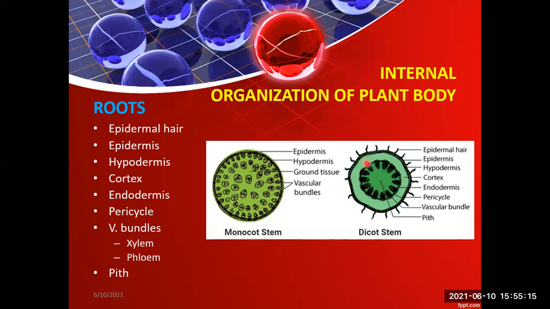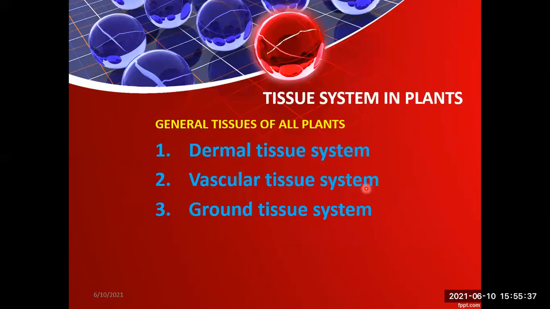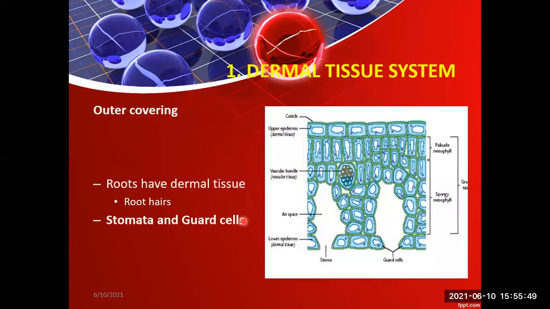Around the vascular bundles, there is a thin layer that is meant for the conduction of water, as well as a thin layer on one side that is meant for increasing the girth of the stems. There are three types of tissues that we have discussed previously in the internal organization of the plant system: the dermal tissue, vascular tissue, and the ground tissue.